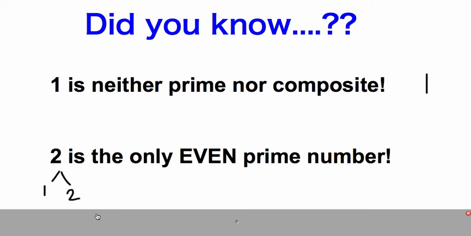1 times 2 is 2. And that's it. So it makes it a prime number. It's the only even prime number because all the other even numbers are divisible by 2, which makes them have more than 2 factors.